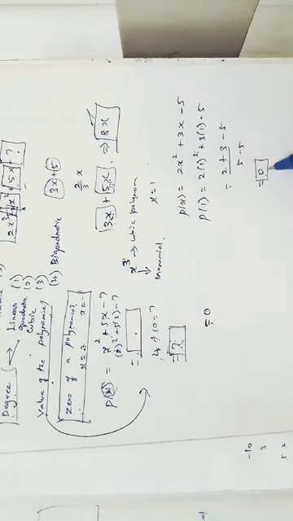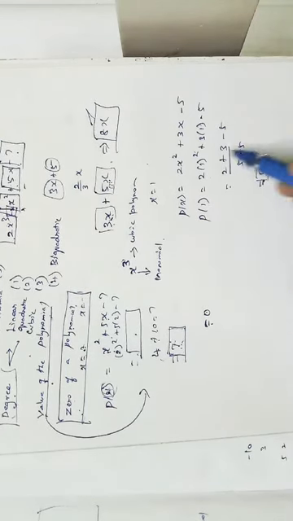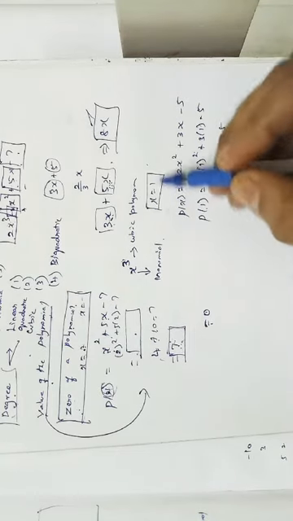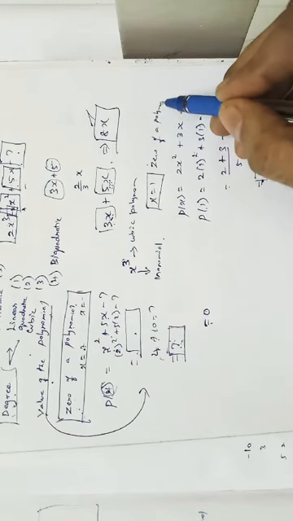So what is the value of the polynomial? 0. So which number is making the value of the polynomial equal to 0? 1. Therefore 1 is nothing but a zero of the polynomial. Understood?